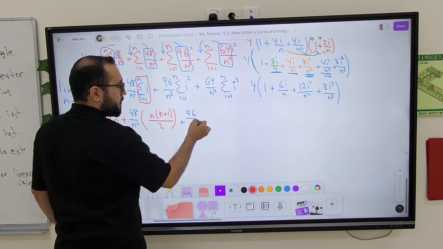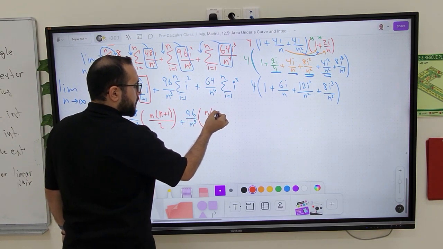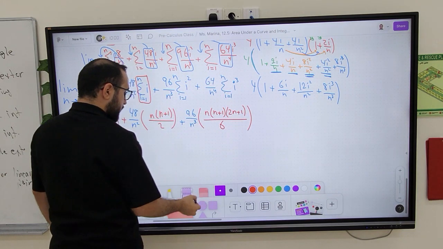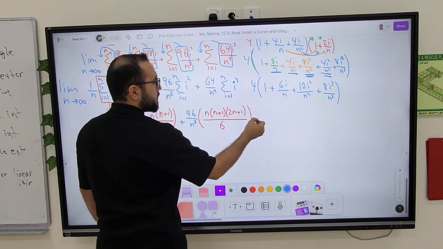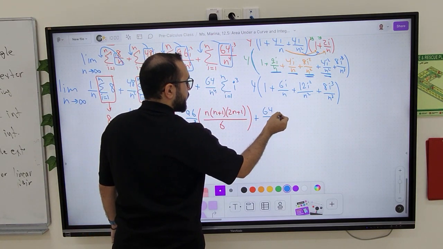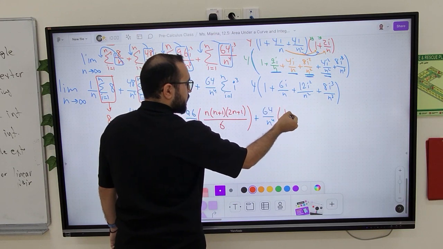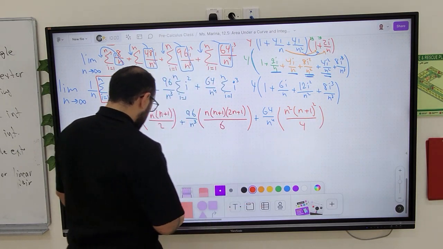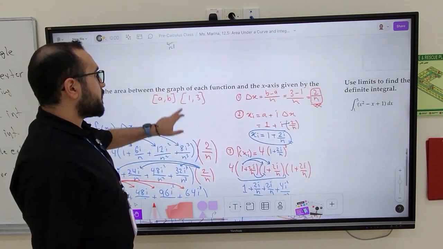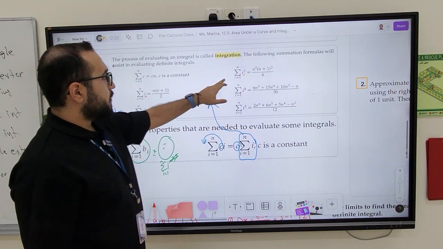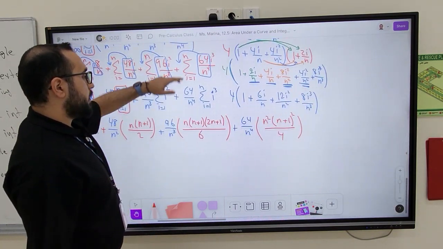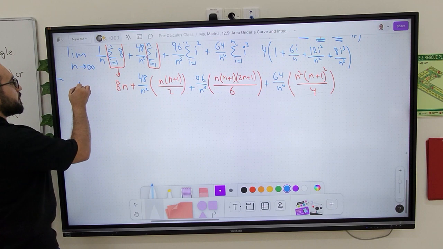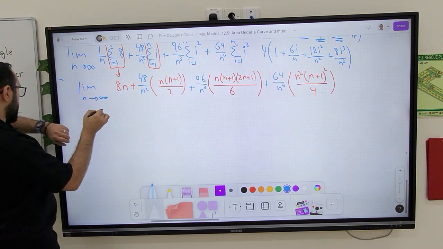Now, what is i squared? It's n times n plus 1 times 2n plus 1, all of that over 6. Now, let's do this one here, plus 64 over n to the power of 4 times, what is, it should be n squared times n plus 1 squared over 4. So let's make sure that I get the formula correct from here. So square is this one, cube is this one, which is correct. So both of them are correct. Now we start to simplify. Don't forget to write the limit. Okay, so all of that limit when n approaches infinity.